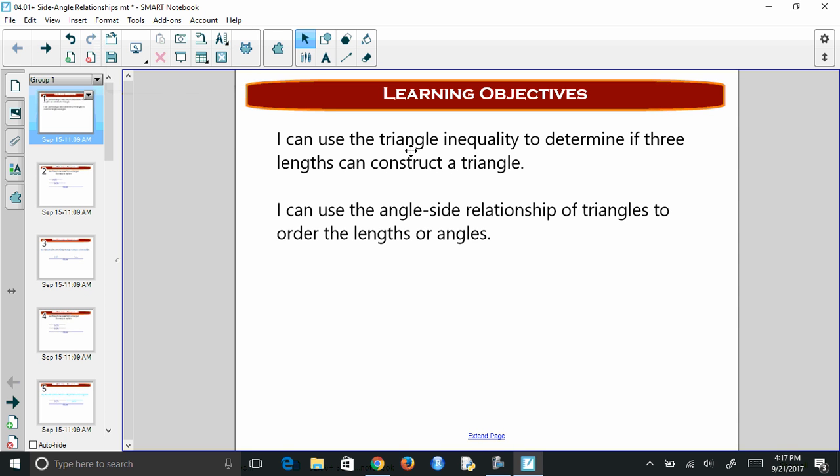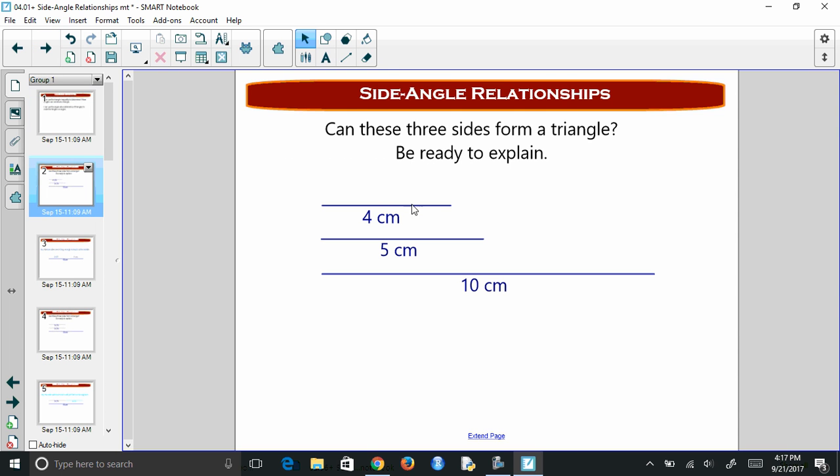Hello, today we're going to be looking at the triangle inequality to determine three lengths, and we're also going to look at the angle-side relationship of the triangles. Now, first off, if we have three sides, 4, 5, and 10, can we make a triangle out of that?